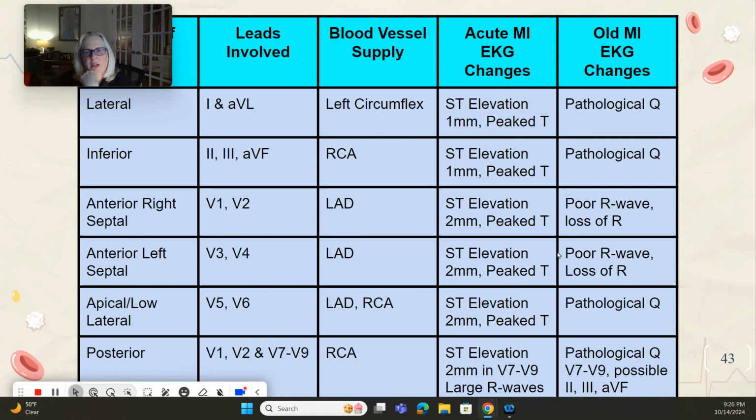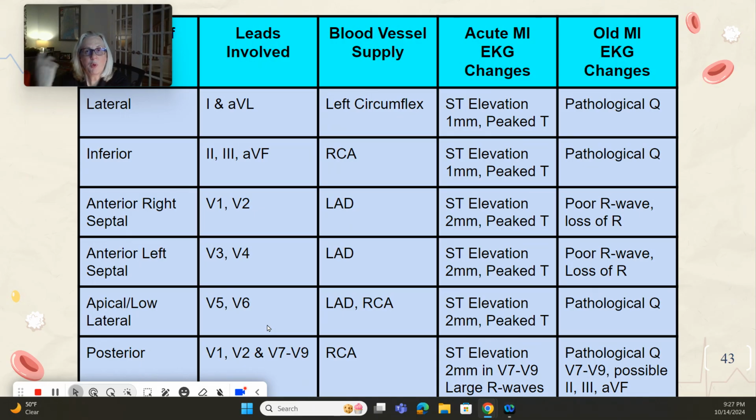And then this is the exact same thing. Apical and low lateral, V5 and 6, LAD might be the RCA. You're going to see that 2 millimeter ST elevation, a peak T, or a pathological Q. And then our posterior EKG, V1 and 2, and or V7 through 9, it does supply the RCA. You're going to see that ST elevation again at 2 millimeters in V7 through V9 or large R waves, and then a pathological Q would be there, possibly in the 2-3 and AVF region, just depends.